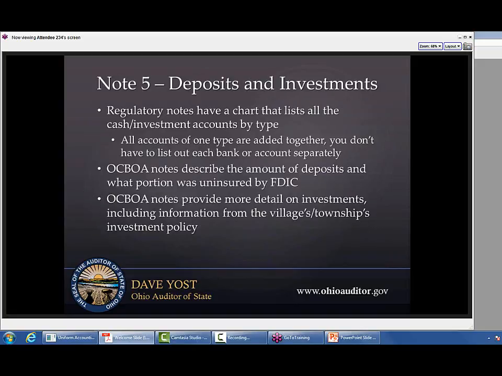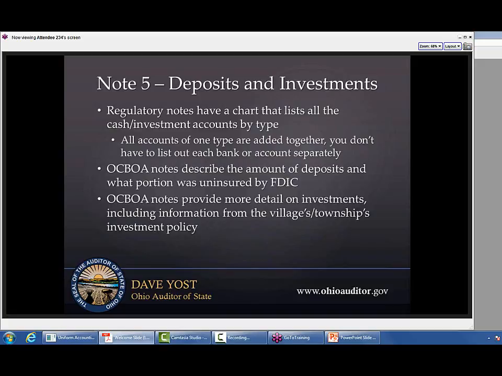Note 5, deposits and investments. If you have regulatory notes, you have a chart that lists all the cash and investment accounts by type. So all accounts of one type are added together. You don't have to list out each bank account separately. All you have to do is say, here's our total deposits. Here's anything such as if you have CDs or if you have Star Plus, okay? You're going to add those. You're going to have those separated out to show that we have money sitting in those types of accounts. And then you're also going to disclose any investments that you have separately.